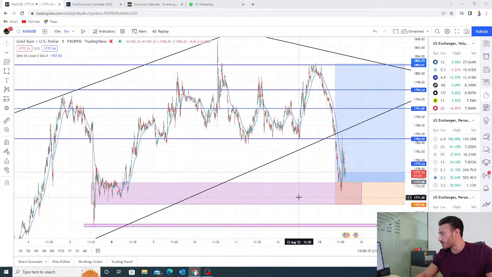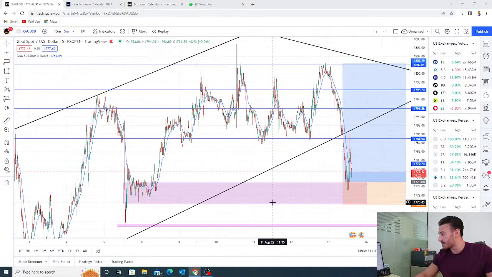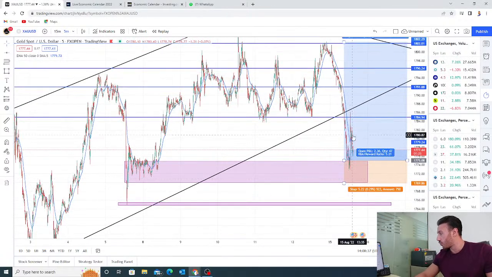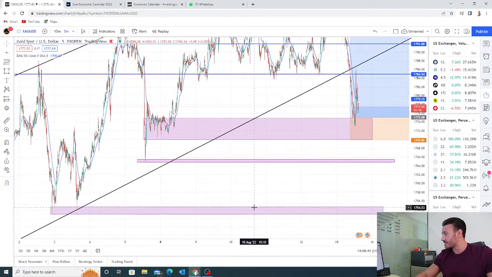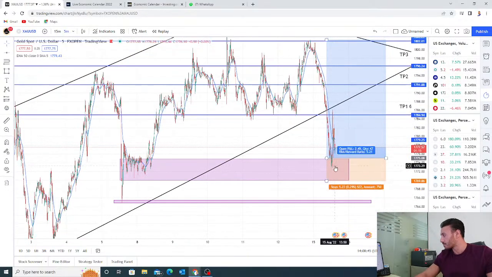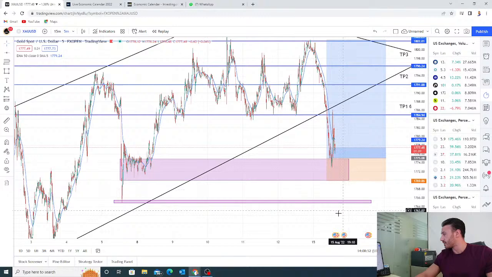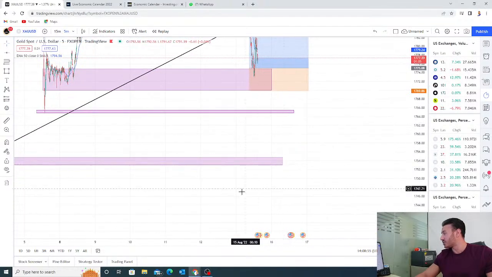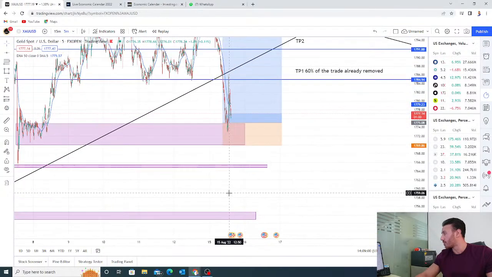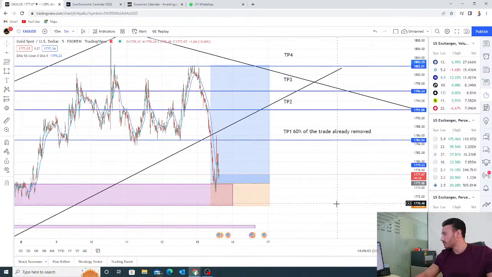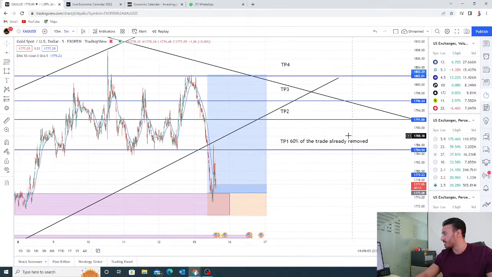Although my risk management strategy is different, which means if it does break 1770, I will hold to my 40% remaining amount and average in this first area and this second area of buying. But I advise you, if you are entering the trade right now and you didn't make any profits yet, to keep your stop loss at 1770, and you can re-enter between 1755 to 1760 as a buying zone. You could see here at take profit one, 60% of the trade I already removed.